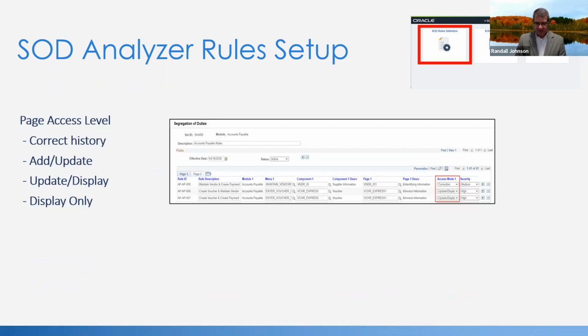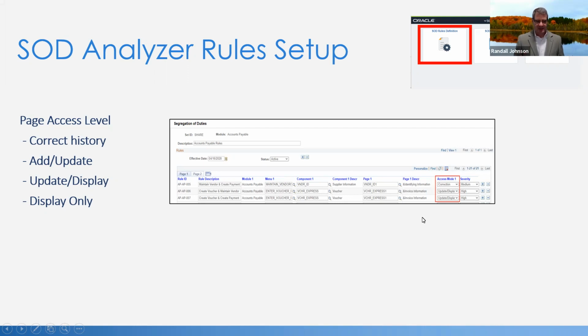When we apply the rules, remember I said we're looking at pages. I don't care about permission lists, and I don't care about roles that have permission lists. Well, I shouldn't say I don't care. That's not what causes the segregation of duties conflict. The segregation of duties conflict is when you have inappropriate page 1 versus page 2 access. Okay, so our setup is page 1. What is the rule? What is the module? What is the component menu path?